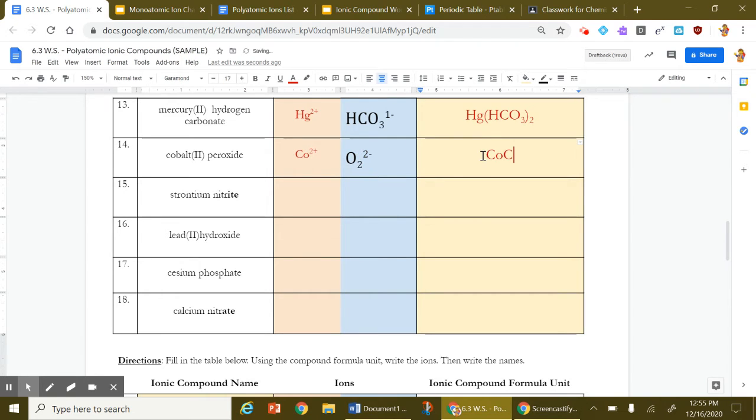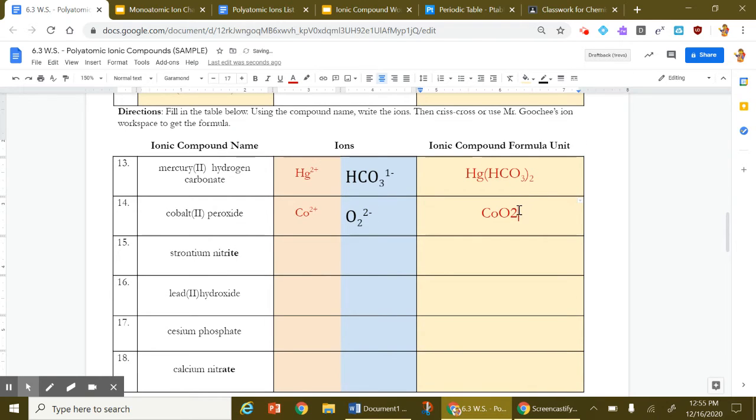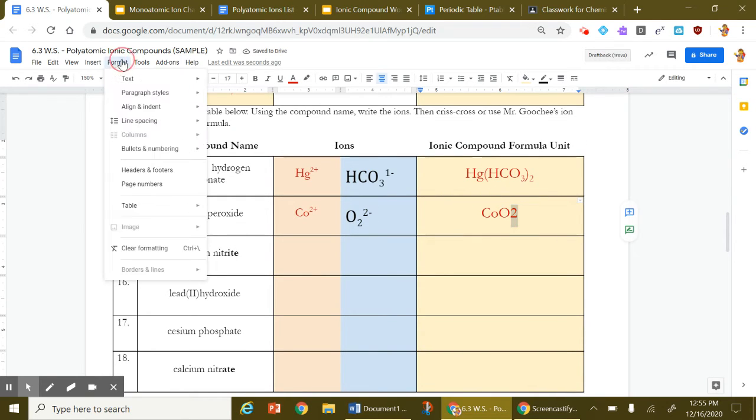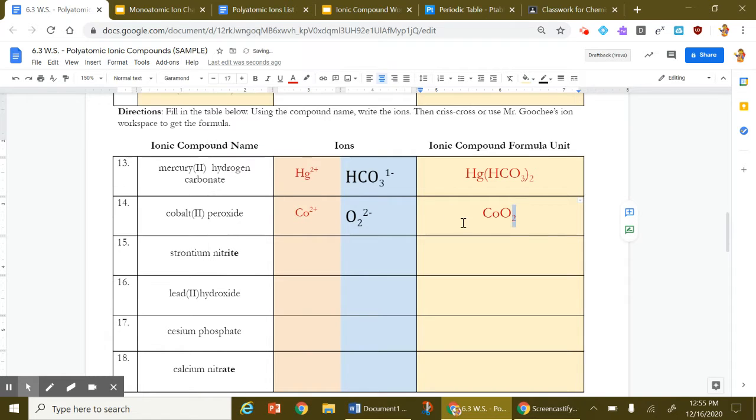You got Co O2. This is cobalt 2 peroxide. Format, text, subscript. There we go. 1 of each. This is not 2 peroxides. This right here is a single peroxide.